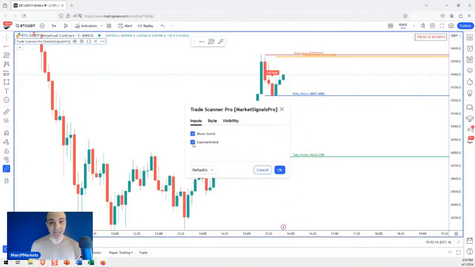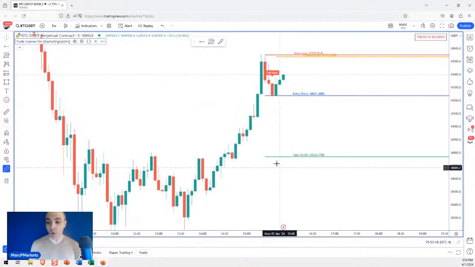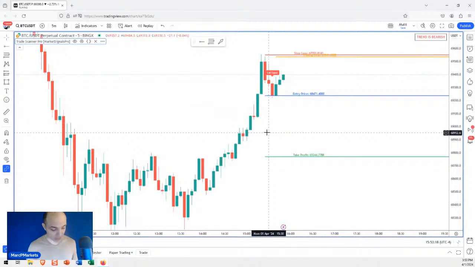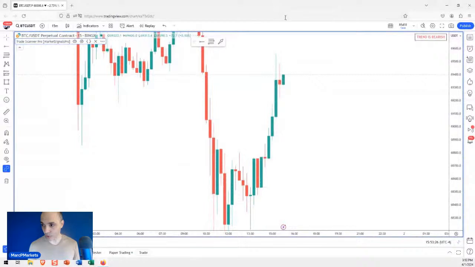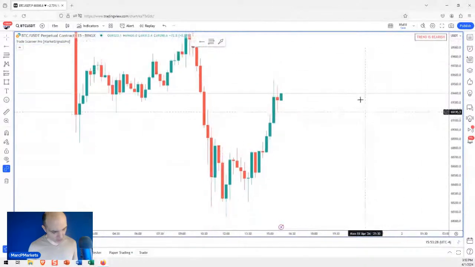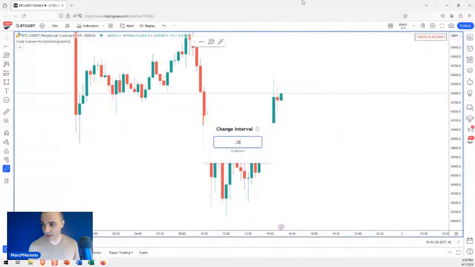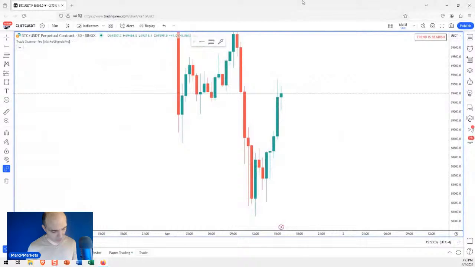Now, when you check counter trend, now it will look for all the signals, right? So this is with the sound. Let's look at a 15-minute chart. Let's see if there's anything there. Okay, let's see if I can find a counter trend signal. Let's look at a 30-minute chart. Okay, nothing there. Let's try an hourly chart. Okay, so you could scroll through the charts.